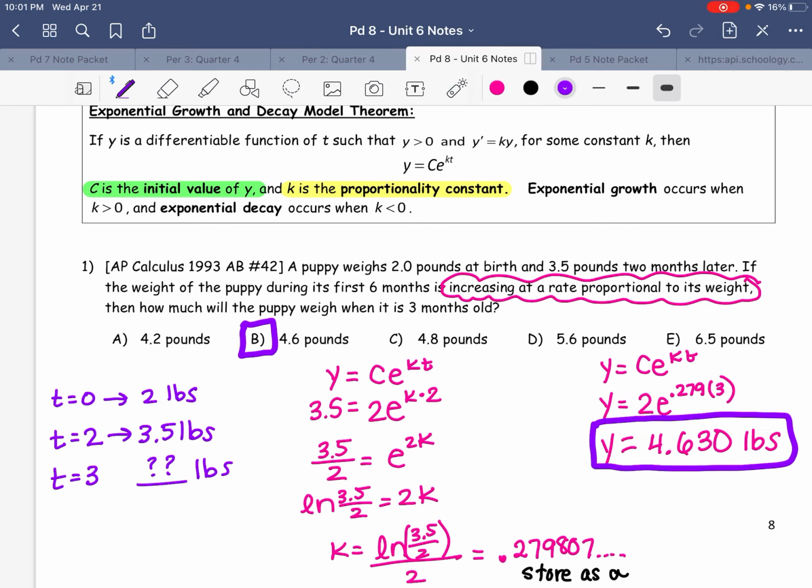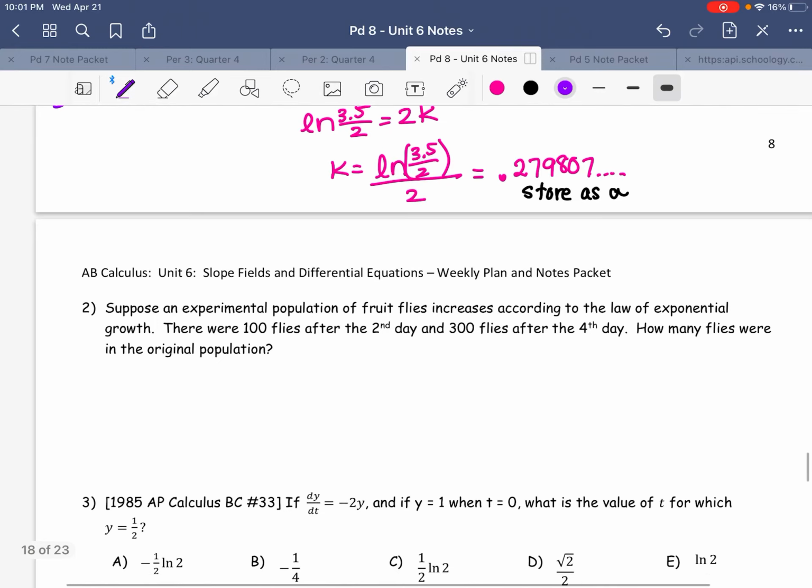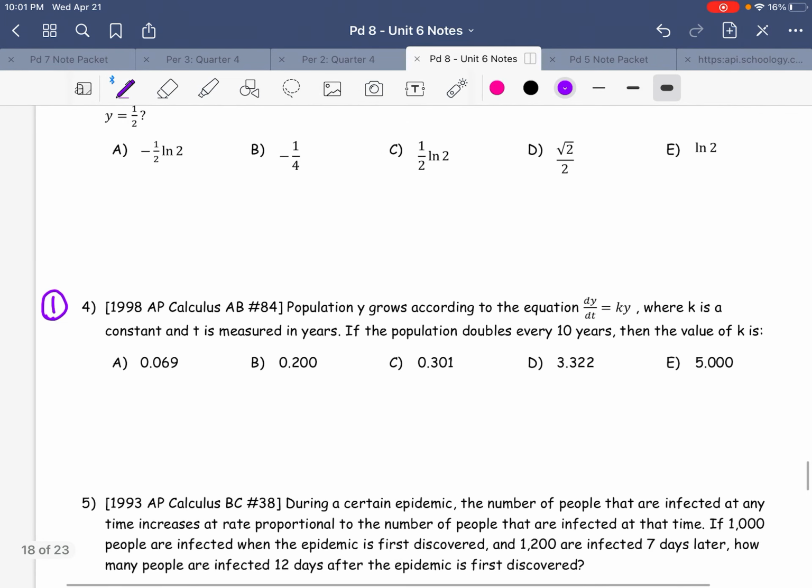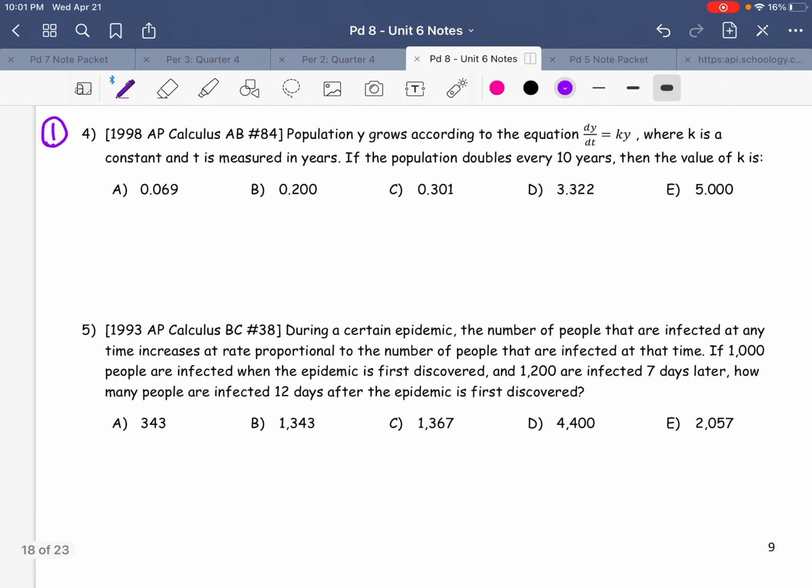Okay, let's flip our paper over. And on the back, we are going to go in a little bit of a different order as we go through. Okay, so on the back, we're going to start on number 4. This is an actual question from way back when, 1998. And if we read it, it says, population Y grows according to this equation.